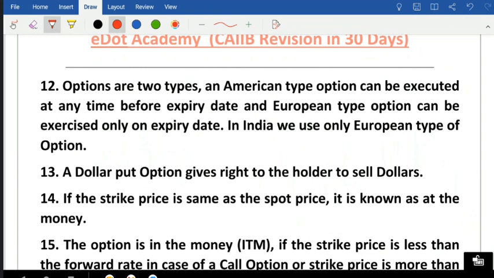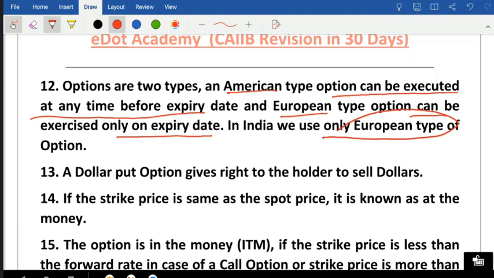And options are of two types. One is American type option, another is European type option. In American type, the option can be exercised at any time before the expiry, that means buyer and seller have the option to exercise their option. But in European type, the option can be exercised only on the expiry date. In India, we use the European type option. So this is a very important point. That means in India, which option are we using? We are using the European type option.